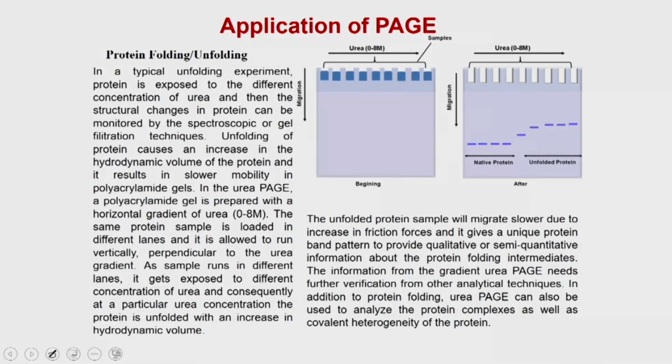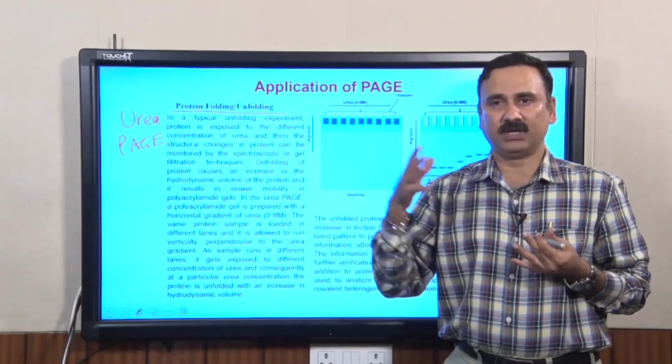Now, just as we discussed about the urea PAGE, urea PAGE is what you can use to monitor the folding or unfolding kinetics of an unknown protein. It is important because when you produce a protein, you want to know that the stability of this proteinaceous factor is as good as it was reported in the literature. So, when you want to see the stability, you also have to do unfolding kinetics, and for that you can do a urea gel.